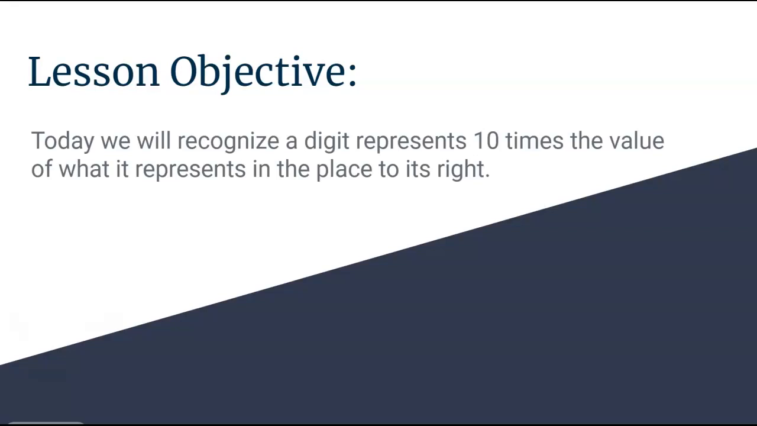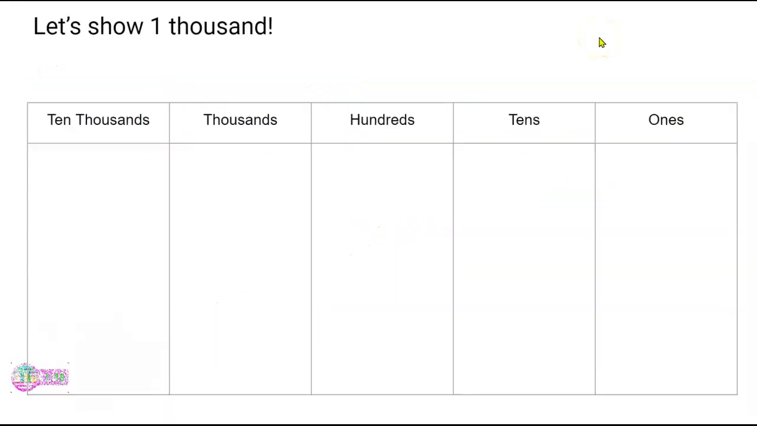Let's go over today's lesson objective. So today we will recognize a digit represents 10 times the value of what it represents in the place to its right. All right, so let's go ahead and get started in our lesson.